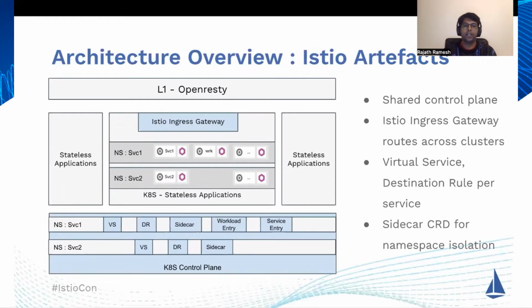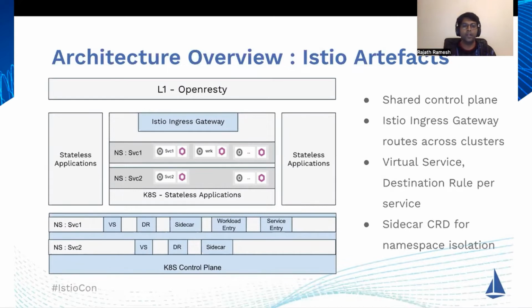The entry point to our whole mesh is the Istio ingress gateway, where the request from the client comes to our OpenResty servers. From there, it goes onto the gateway and is routed to any of the services within the Kubernetes clusters.